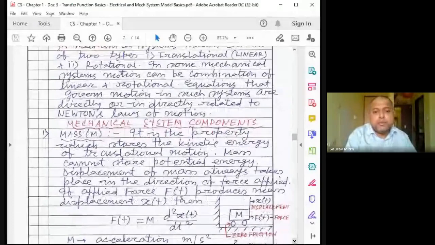In some mechanical systems, the motion can be a combination of linear and rotational both. In that case, finding the transfer function becomes a little tricky, but you can do that. The equations that govern the motion in such systems are directly or indirectly related to Newton's laws of motion.